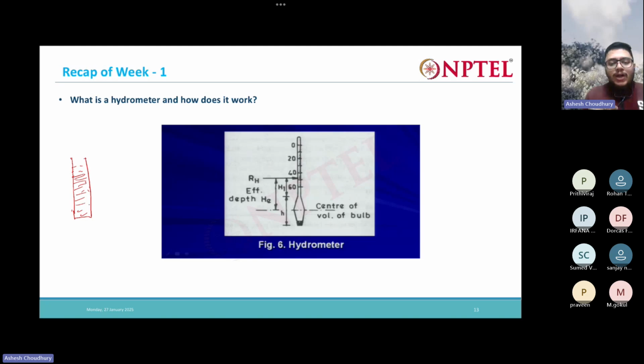And then we put the hydrometer in this solution, in this flask.